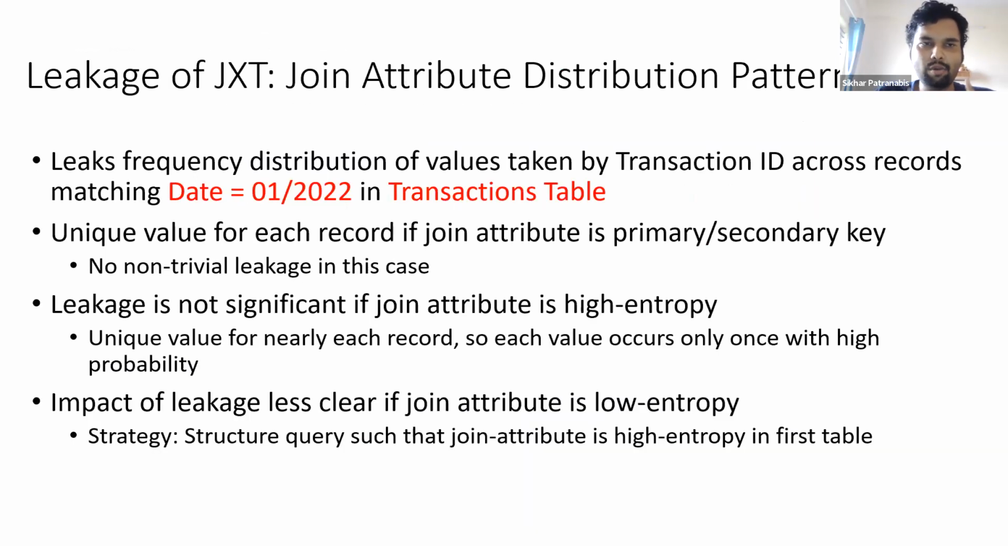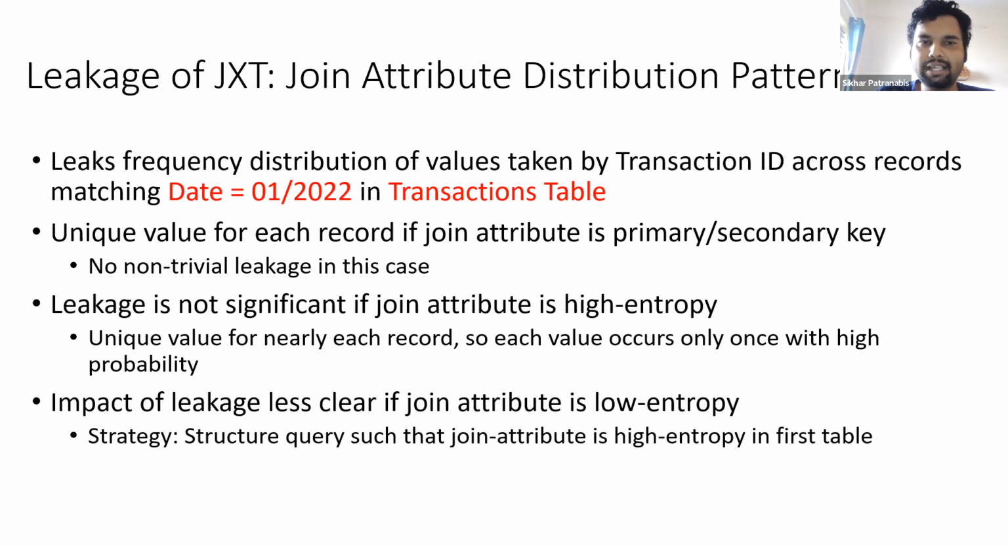And finally, I'll just have a one-slide description of the leakage of this particular scheme. So one leakage that we have is the join attribute distribution pattern. For example, it leaks the frequency distribution of the values which are taken by the transaction ID across records which are matching the date equals January 2020. Okay. So remember that transaction ID is the join attribute. And so in some sense, you get a histogram of the distribution of the various values of the join attribute across the different matching records in each table.